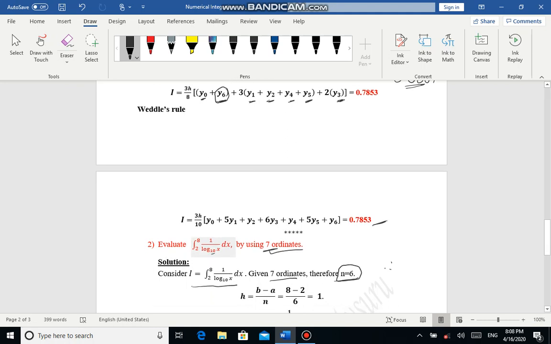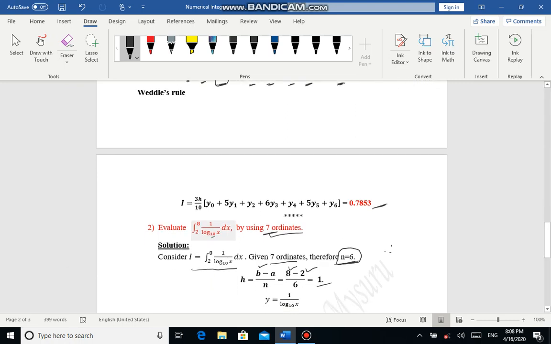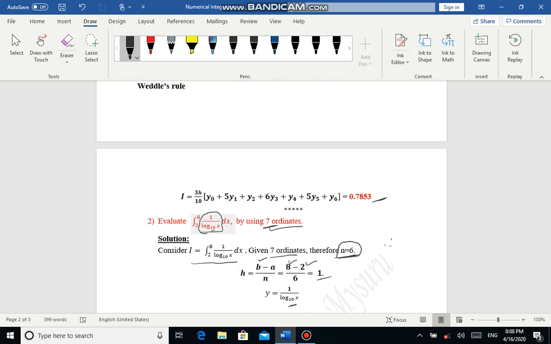Now, find the step length. Upper limit 8 minus lower limit 2, divided by n, gives 6 by 6, that is 1. Now consider the relation between y and x: y is equal to f of x, where f of x is 1 divided by log x to the base 10. In the calculator, use the button log when you have log to the base 10. When we have log x without any base, then use ln in the calculator.